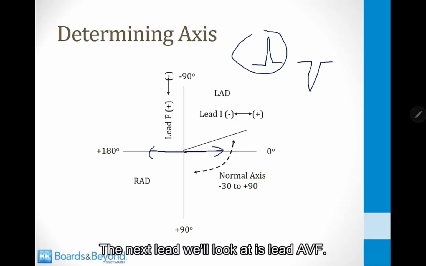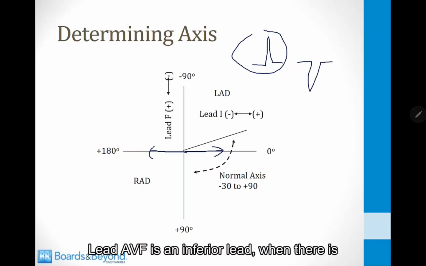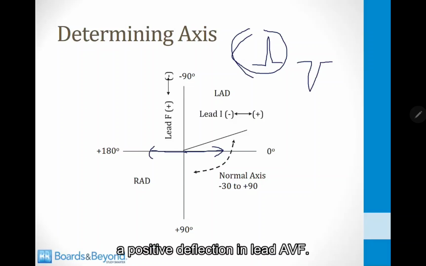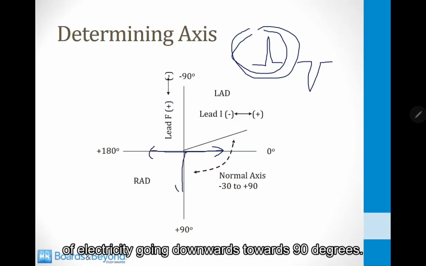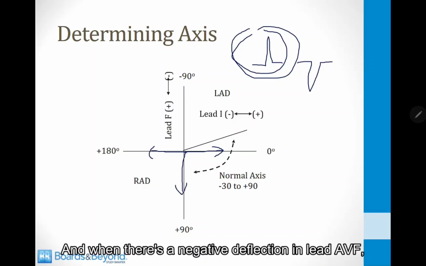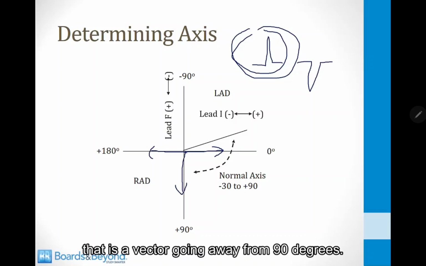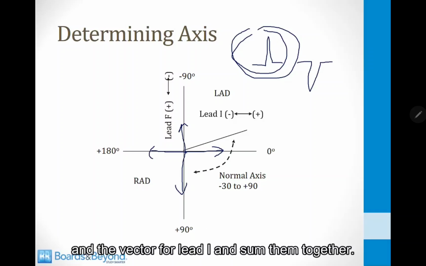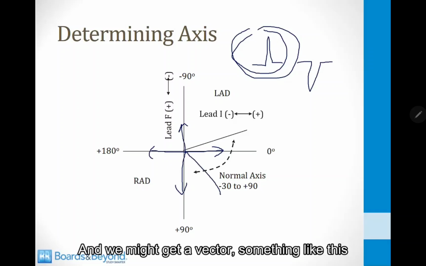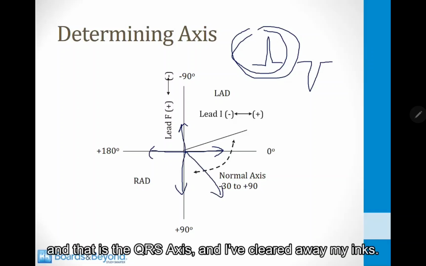The next lead we'll look at is lead AVF. Lead AVF is an inferior lead. When there is a positive deflection in lead AVF, that is a vector of electricity going downwards towards 90 degrees. And when there's a negative deflection in lead AVF, that is a vector going away from 90 degrees. So we can take these two vectors, the vector for lead AVF and the vector for lead 1, and sum them together, and we might get a vector something like this, and that is the QRS axis.